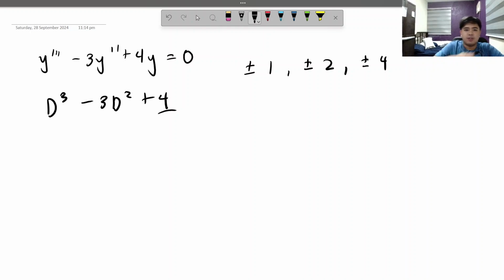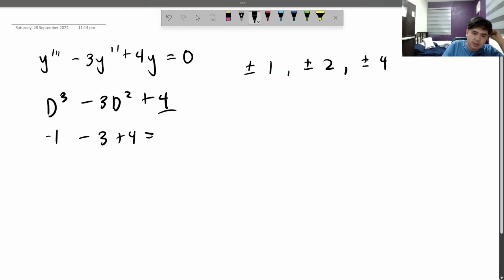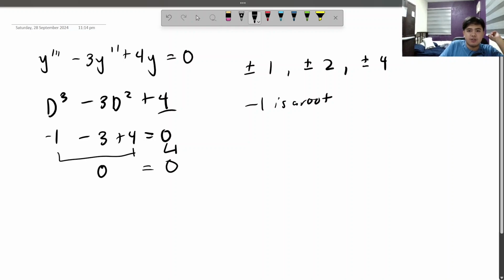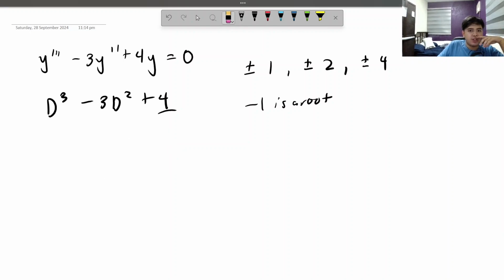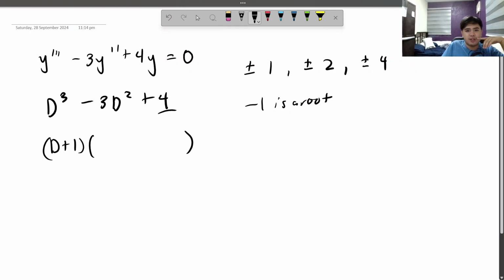Let's try negative 1. If we substitute negative 1 into here, we get negative 1 minus, well, negative 1 squared is just 1, so negative 3 plus 4 equals 0. If this and that agree, this means that negative 1 is a root. And indeed, negative 1 minus 3 plus 4 is 0, and 0 is 0. So they agree, therefore, negative 1 is a root. So with that, we can divide this by d plus 1, since we know that negative 1 is a root. We just need to know what else it could be a root of.